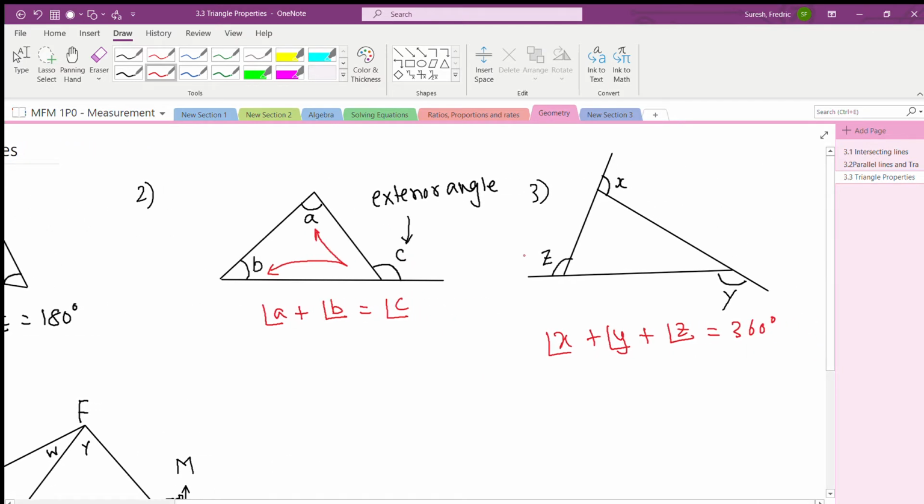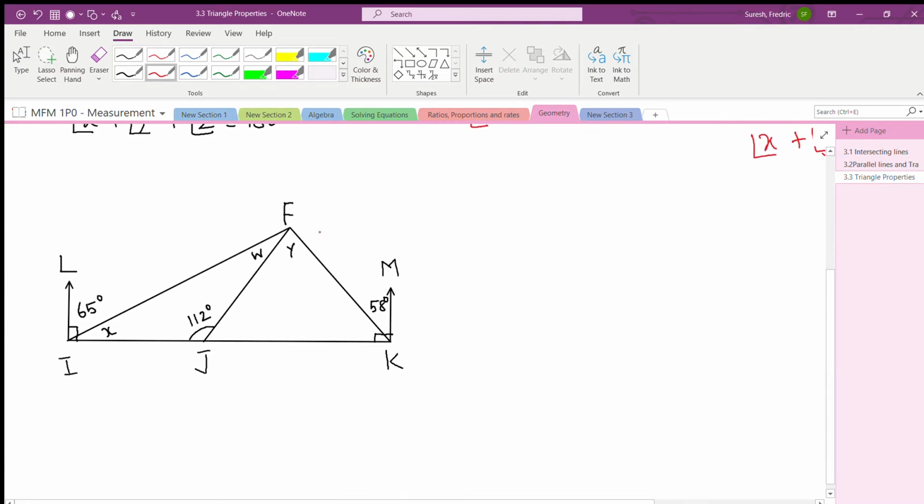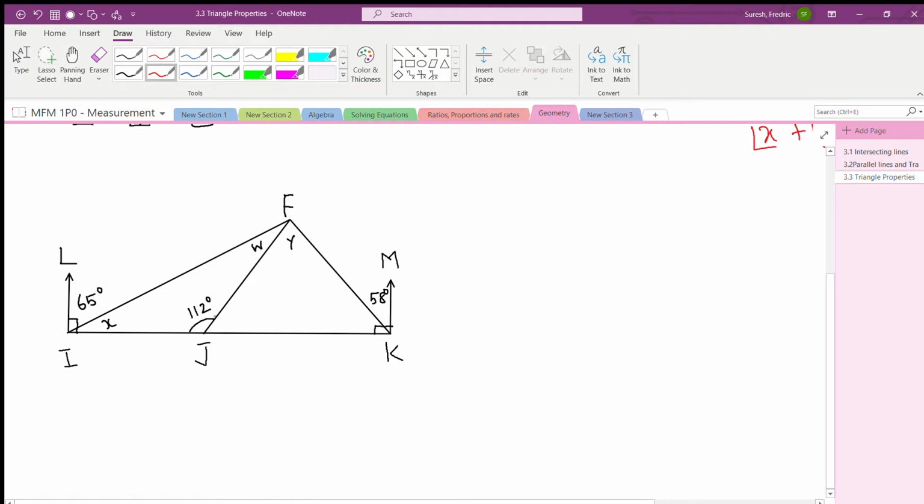exterior angles of a triangle add up to 360, and when you have an exterior angle, it equals the sum of the two interior opposite angles. So using that, let us solve this triangle. We are solving for the unknowns x, y, and z. And we have these vertical lines, LI and MK. They make 90 degrees to the base of the triangle.